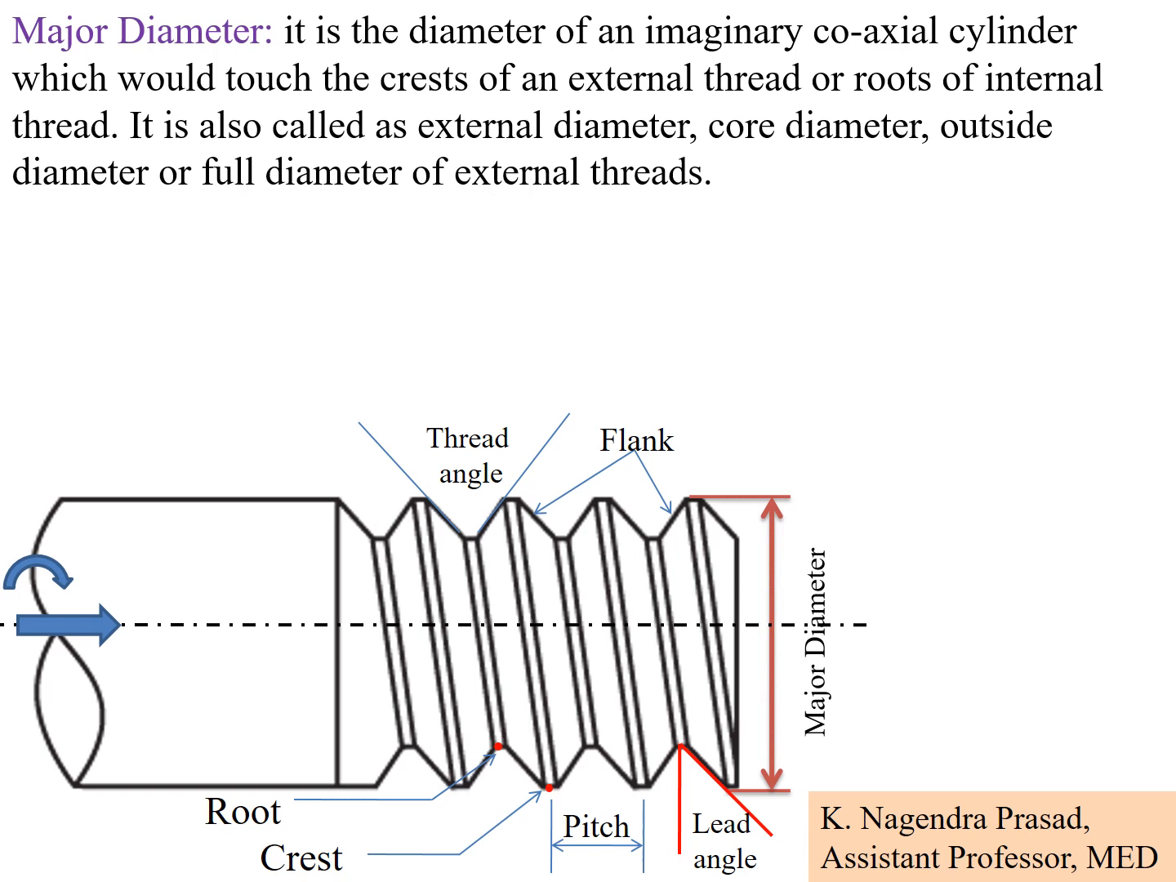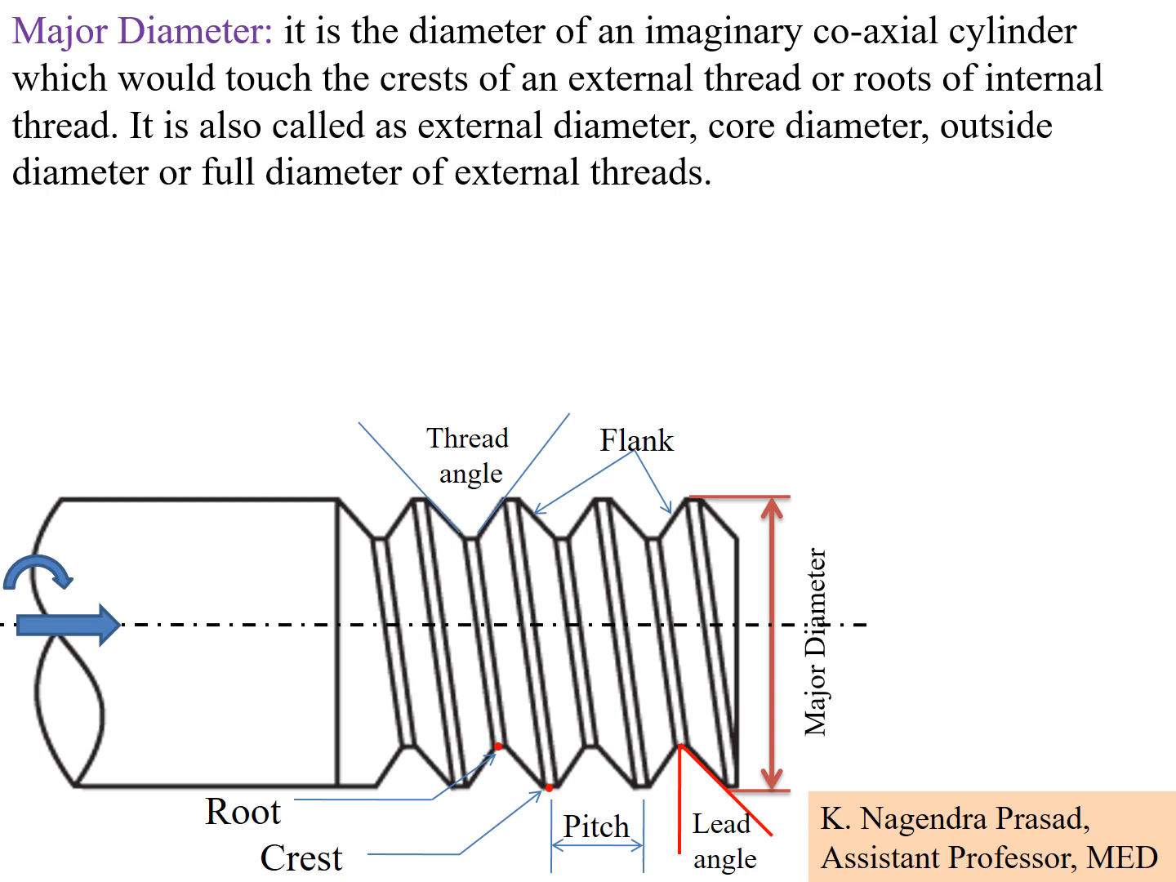Next we will see the major diameter. It is the diameter of an imaginary coaxial cylinder which would touch the crest of an external thread or the roots of an internal thread. In general, the major diameter for an external thread is the one which has to touch the crests. Similarly, for an internal thread, major diameter is the diameter which has to touch the roots.